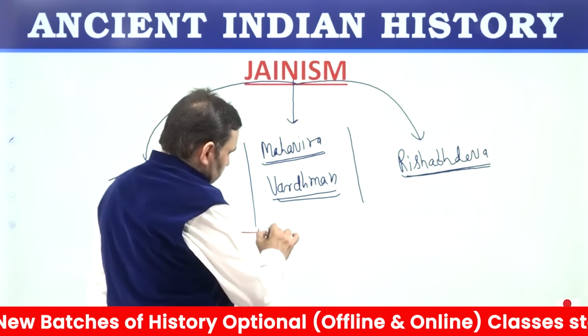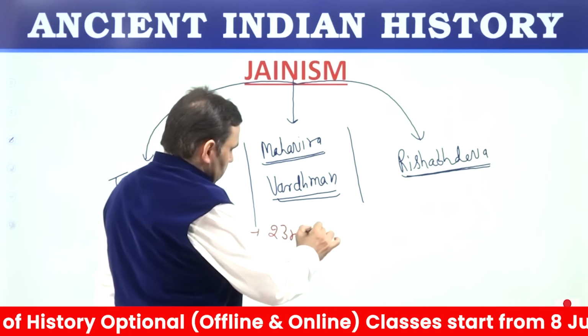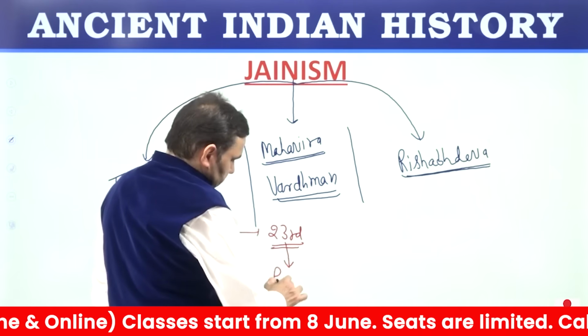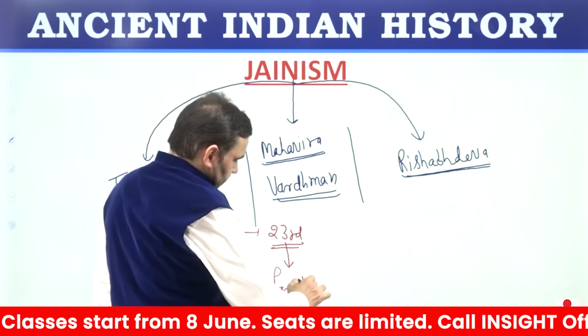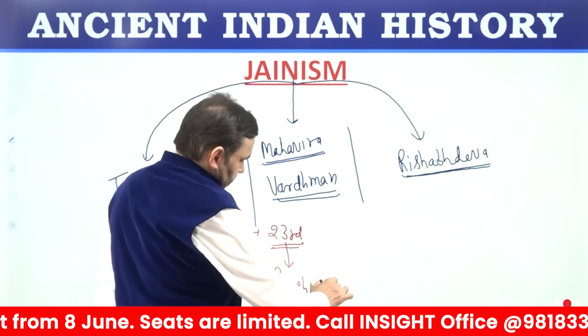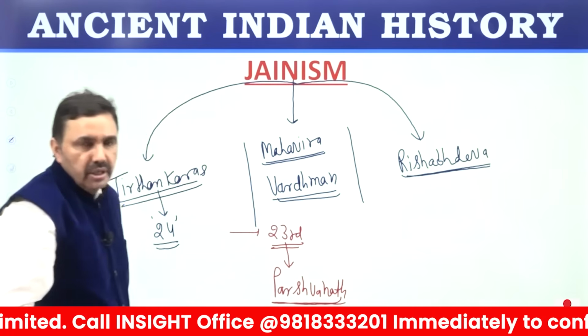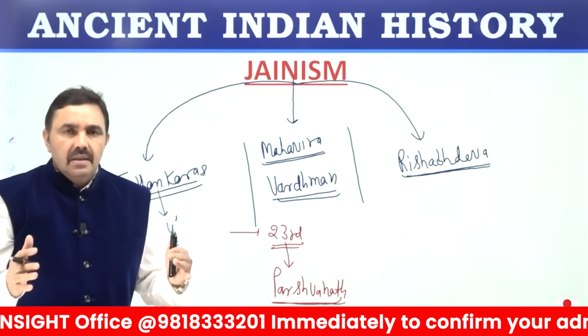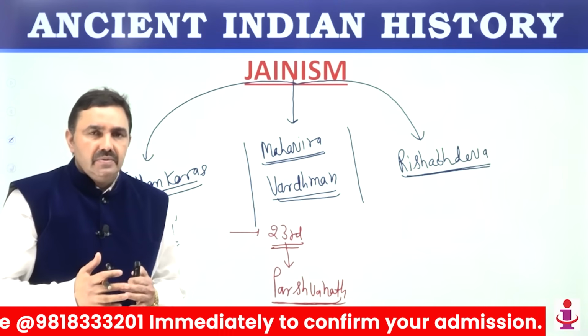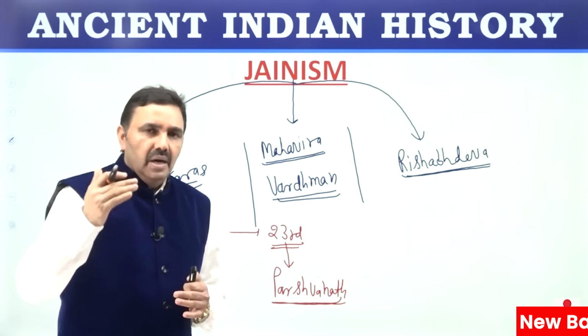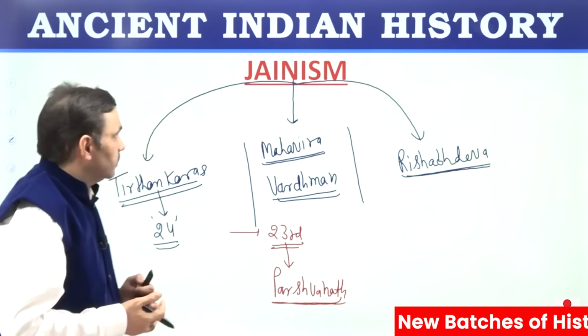23rd Tirthankara was also quite important, and 23rd Tirthankara was Parshvanath. Parshvanath and Mahavir contributed most to the emergence of Jainism. Most of the teachings of Jainism were created by them, were outlined by them.